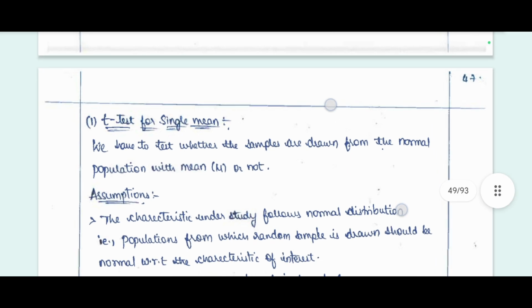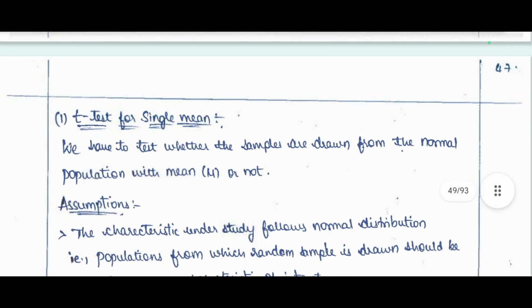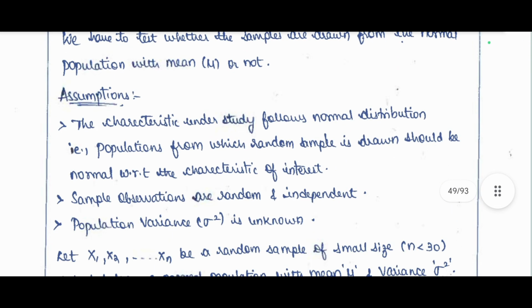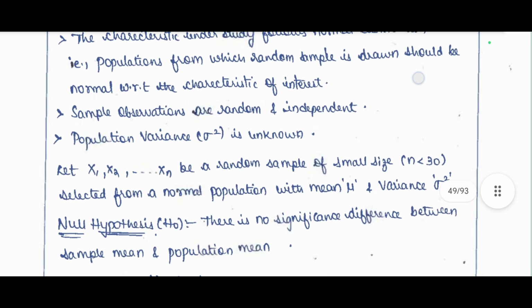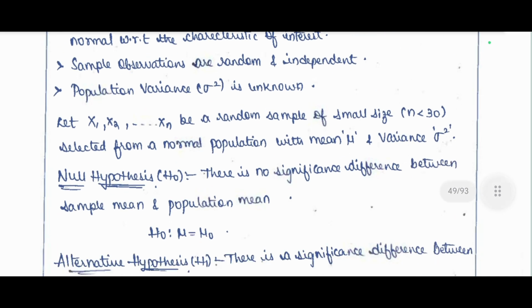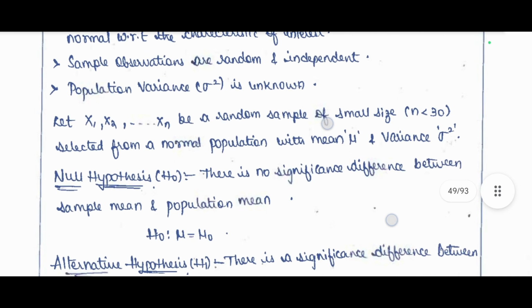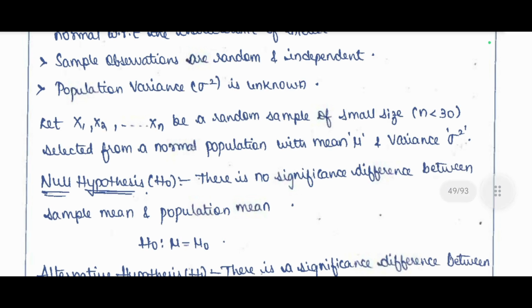We have to test whether the samples are drawn from the normal population with the mean mu or not. So here are some assumptions. The characteristic under the study follows the normal distribution, and sample observations are random and independent always. Population variance sigma square is unknown. Let's see the definition and also the calculation for the t-test statistic.